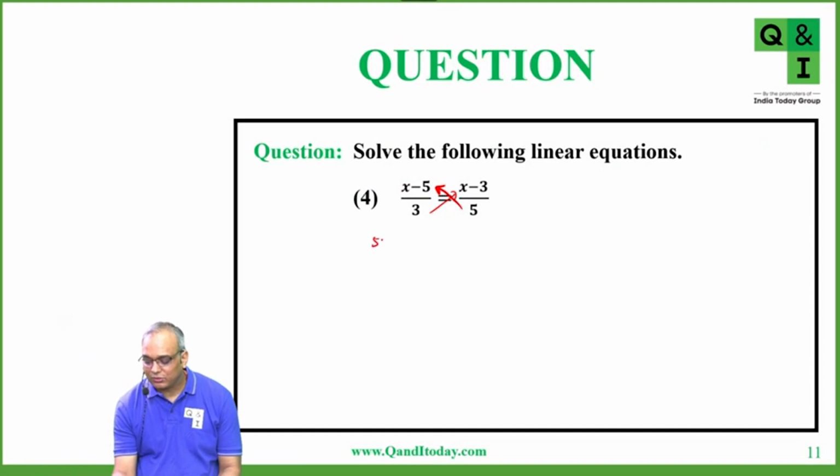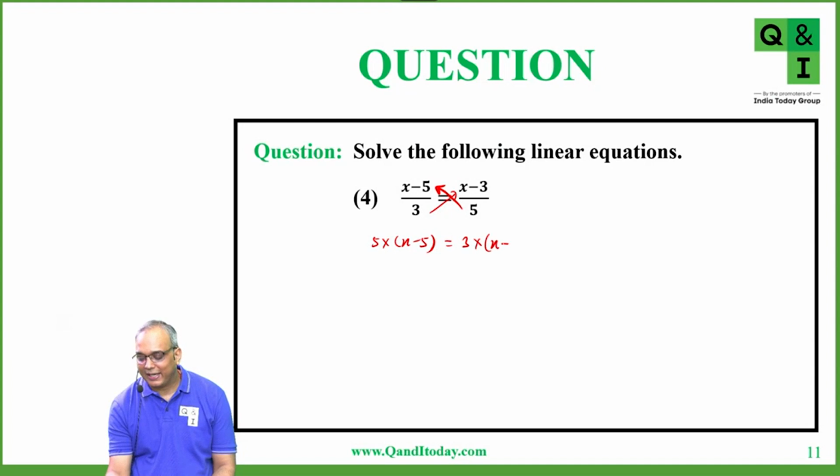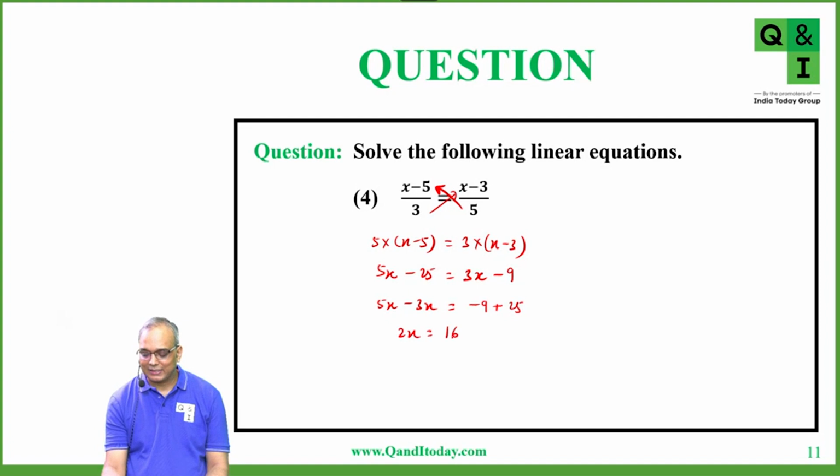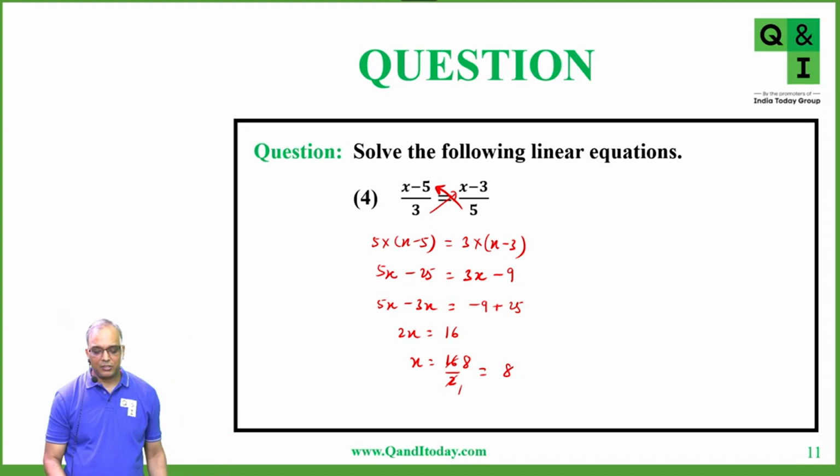Let's solve it, students. So this is 5 times x minus 5, equal to 3 times x minus 3. So you will get 5x minus 25 is 3x minus 9. Take 3x to the left side. This will be 5x minus 3x, which is minus 9 plus 25. So now we have 2x is equal to 25 minus 9, which is 16, or x is equal to 16 by 2, which is equal to 8. So x is equal to 8 is the solution of this linear equation.